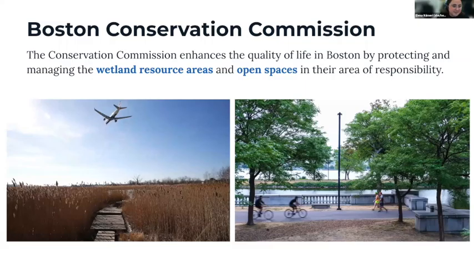So as it says on the slide, the Conservation Commission enhances the quality of life in Boston by protecting and managing the wetland resource areas and open spaces in their area of responsibility.